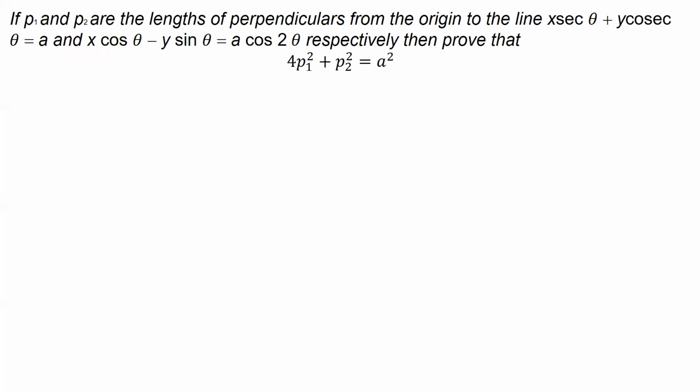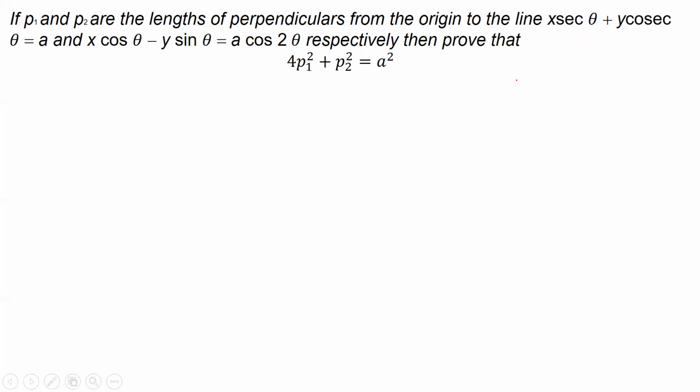If P1 and P2 are the lengths of the perpendiculars from the origin to these two lines, so it says that you take this first line, and this is the second line that you have to take. The perpendicular distance from the origin on the first line is P1 units, and the perpendicular distance from the origin on the second line is P2 units. This is what the question says. If this is the case, then you have to prove that this thing will hold. Okay, so what do we do?